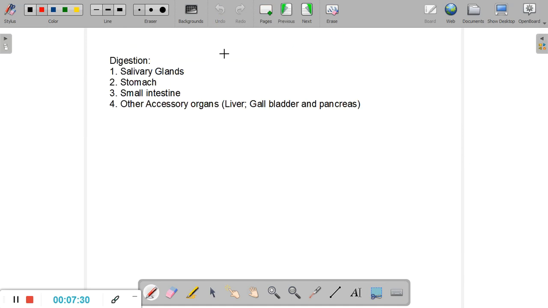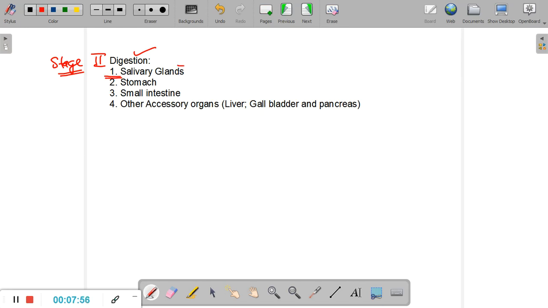Now we'll move to the next part, or the second stage of nutrition in human beings. Let's call it stage 2. There are a total of 5 stages. The next stage is called digestion. And what are the different parts of the human digestive system, or the organs of the human digestive system that are involved in digestion? So the first part is an accessory organ called the salivary glands.